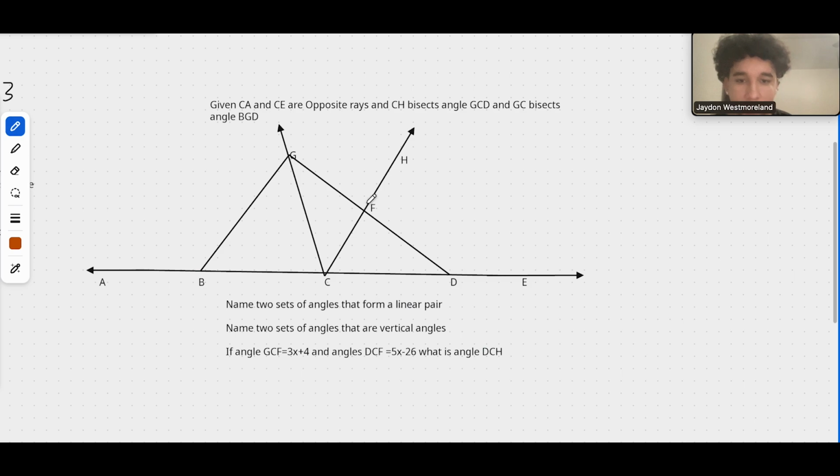The other one, let's just say GCD right here, and GCA, these also create a linear pair. Again, a linear pair is just supplementary angles. Same thing.